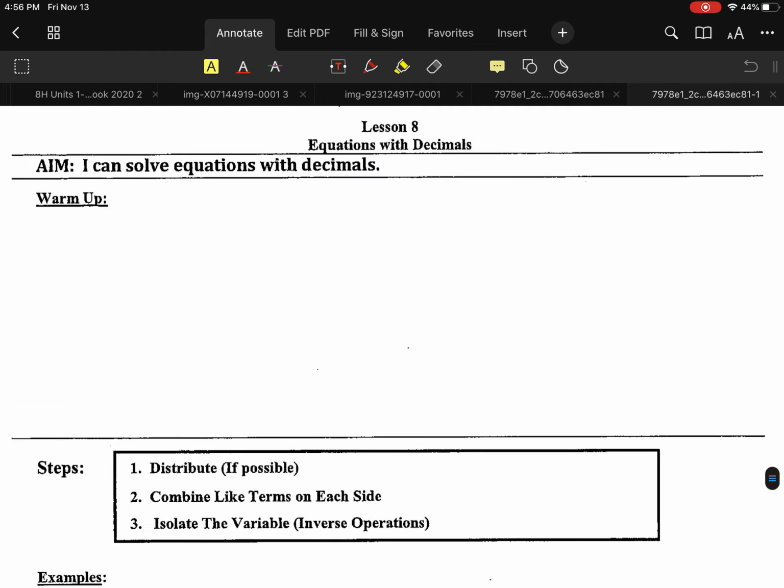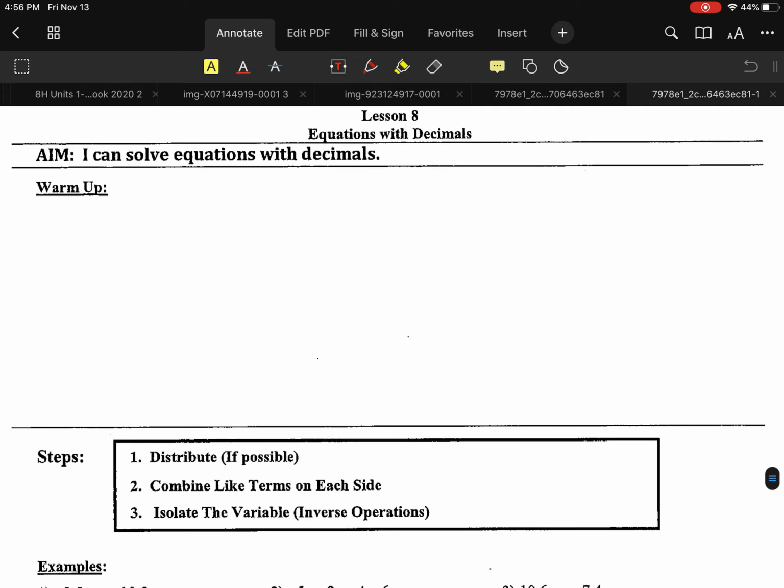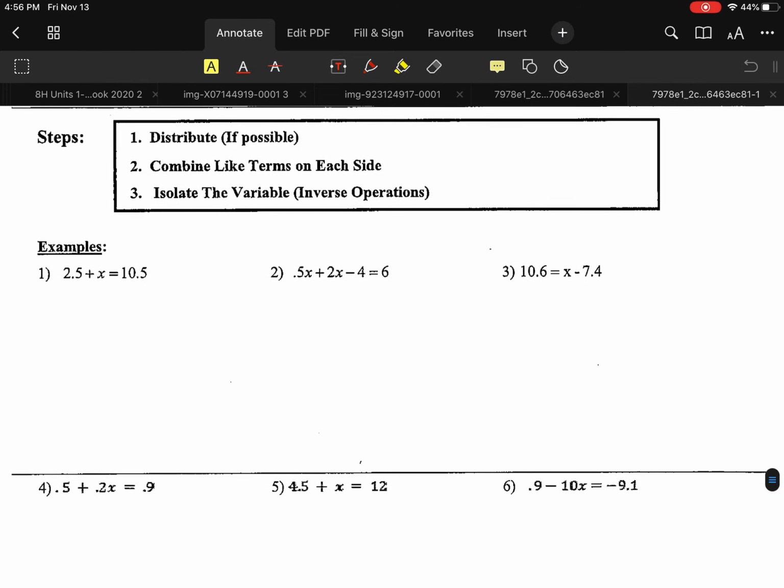So let's take a look at the examples. I am on page 122, lesson 8. So we're almost done with the unit. There's 10 lessons in the unit. So on the first example, we have 2.5 plus x equals 10.5.